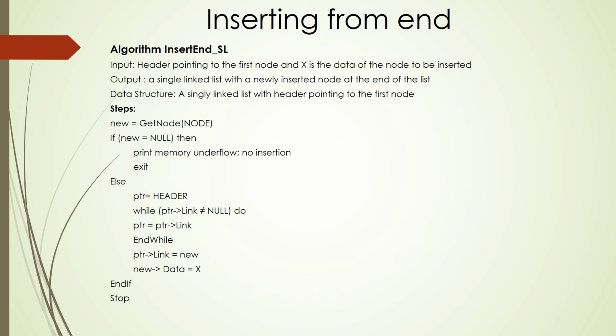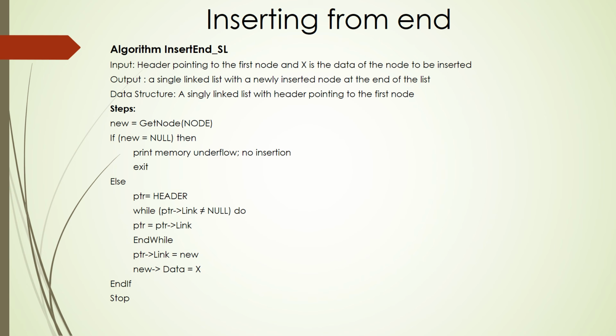The header node will have the starting address. If you are going for a header node, then you will have the starting address of the first node. If you are going for a header pointer, then you will have the starting address of the first node intact. Then, you know the starting address, but obviously you do not know which will be the last node of this list.